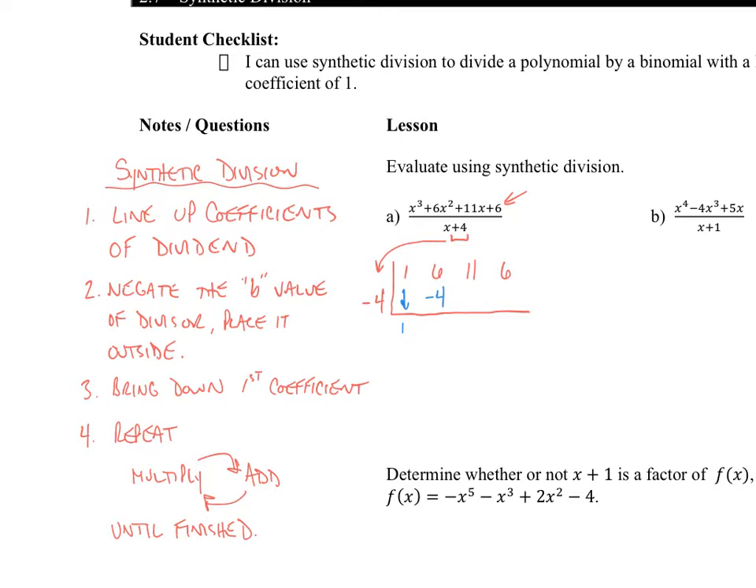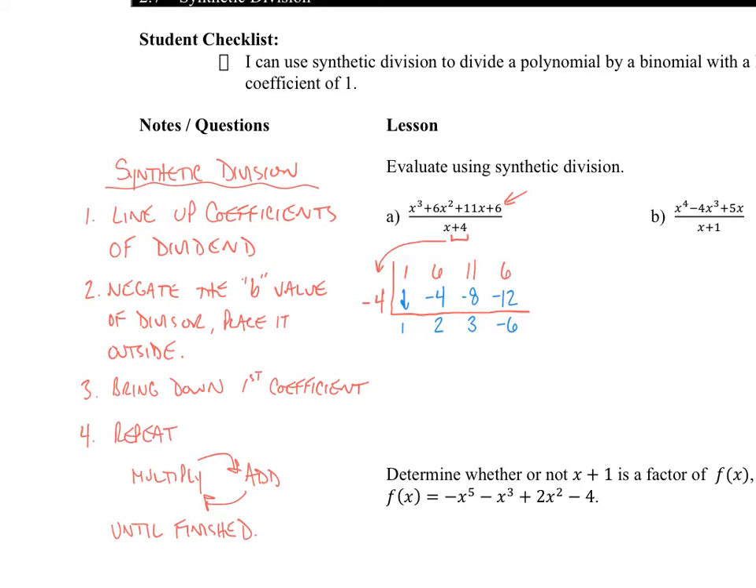And then I'm going to add these two terms. So 6 plus -4 is 2. And then I'm going to multiply 2 times -4, which is -8. And then I'm going to add, and then I'm going to multiply, and then I'm going to add. All right, so that finishes the process there. And what I've just created is the coefficients to my quotient.